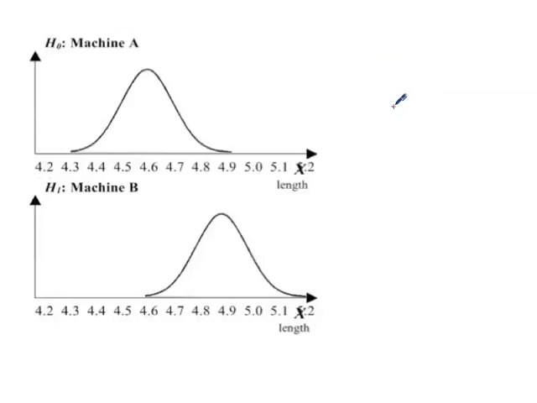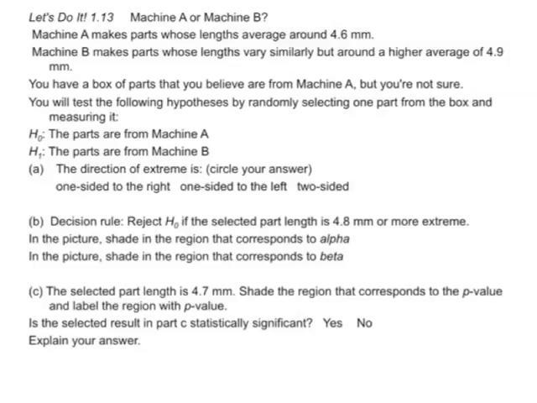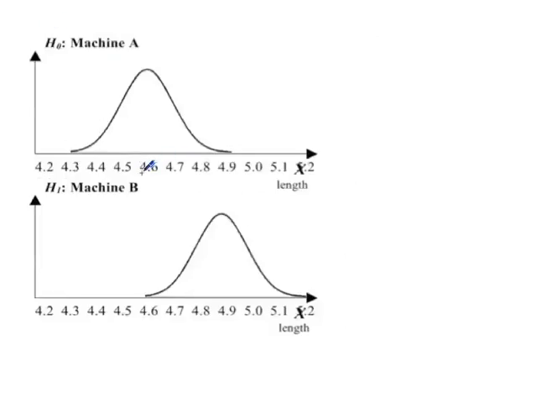So we're going to take a look at a couple of smooth distributions. We have machine A and machine B, which produce parts, okay? And this is a distribution of the lengths of the parts produced by these machines. What they tell us here is that machine A makes parts whose lengths average around 4.6 millimeters, and machine B makes very similar parts, but with a higher average length of 4.9 millimeters. That's represented in our graphs by noticing that the center on this graph is around 4.6 and the center on this graph is around 4.9.